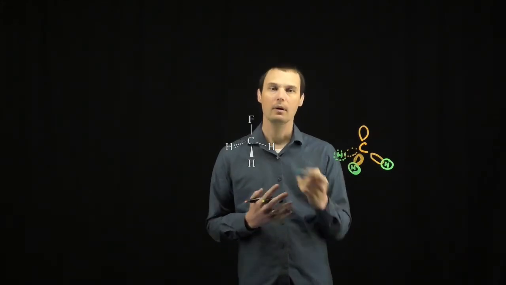These dashed bonds are going away from you as the viewer. The wedge bonds are coming towards you as the viewer. The last in the plane bond is a bond to fluorine. Fluorine is also sp3 hybridized. Fluorine also has 3 more lone pairs.